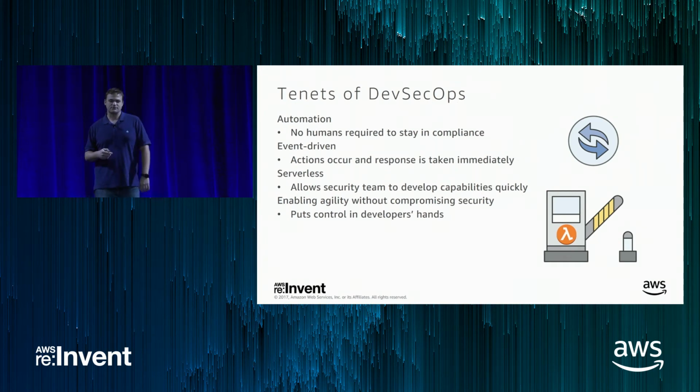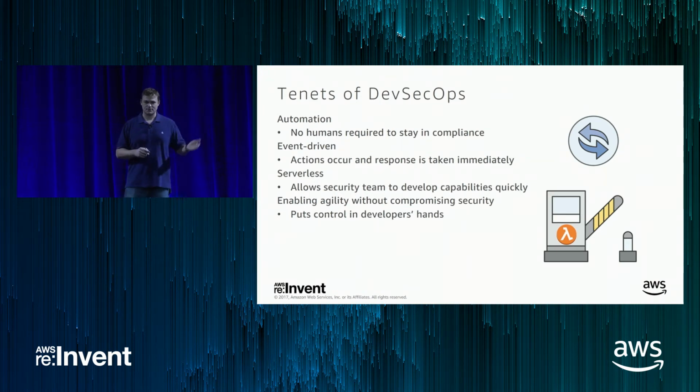So now that we have these challenges in front of us, we had to come up with what we call tenets of DevSecOps. Number one, automation. It has to be automated. We can't have a human involved in whatever we're doing, so we automate as much as we can. Two is event-driven. So again, it has to be event-driven.